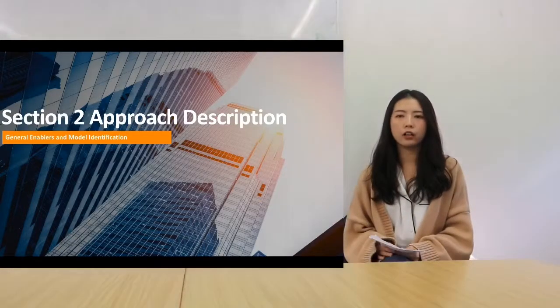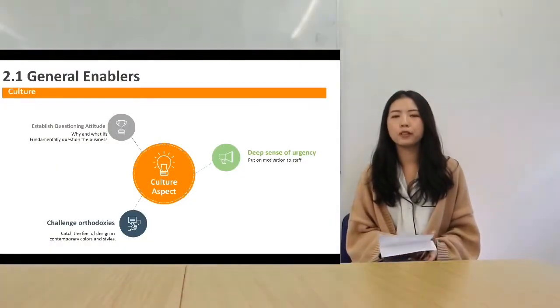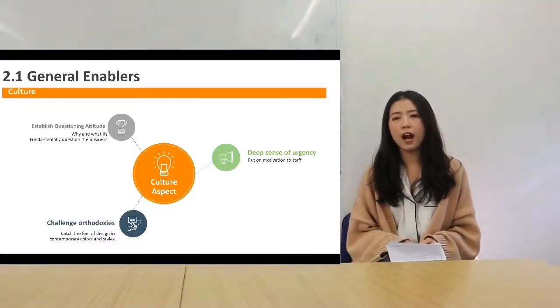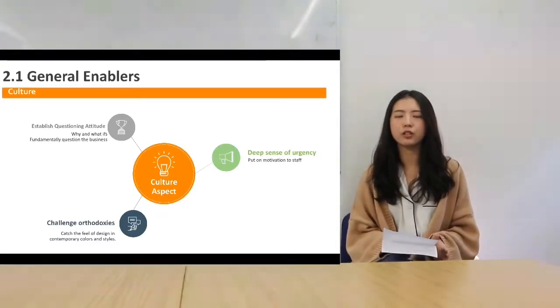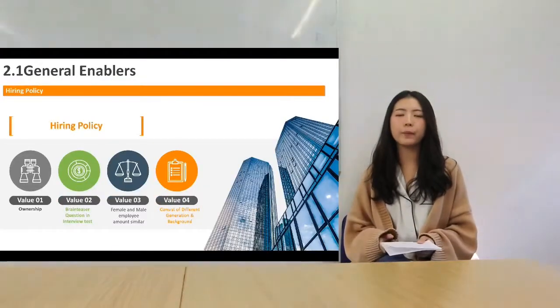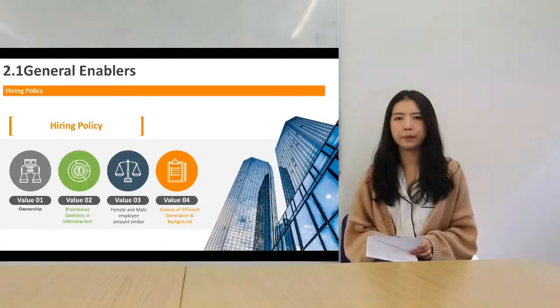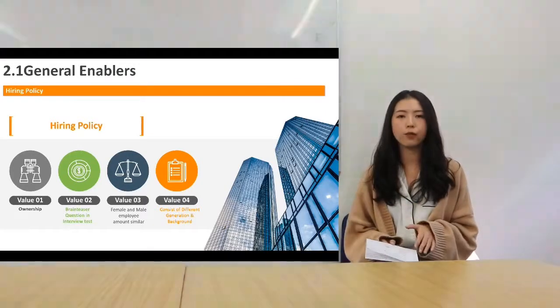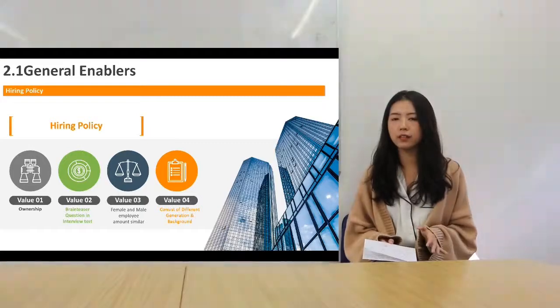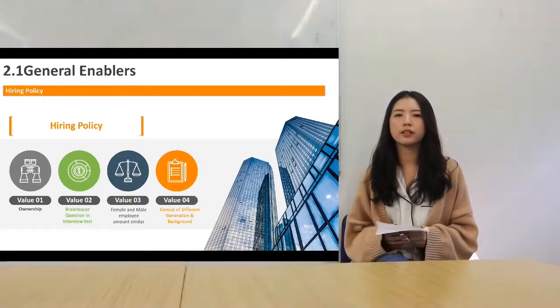For the second part, approach description, first I will introduce three main points from the cultural aspect: estimating, a questioning attitude, and a deep sense of urgency, where the last one is challenging traditional thinking. As for the hiring policy, there are four values, which are quite important. The first value is ownership, and they will have a bar raiser question for the interview, and always keep a balance of male and female employees.